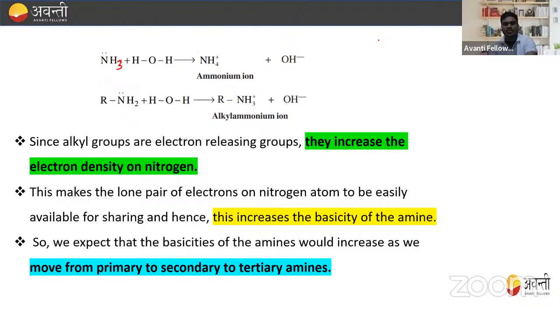So, since alkyl groups are electron releasing groups, they increase the electron density on the nitrogen, and this makes the lone pair of electrons on the nitrogen atom easily available for sharing. Hence, this increases the basicity of the amine. So we expect that the basicity of amine would increase as we move from primary to secondary to tertiary, right? Because in tertiary amine we have more donor groups. Similarly, in the secondary amine we also have more donor groups as compared to the primary. So the basicity increases as we move like this, right?